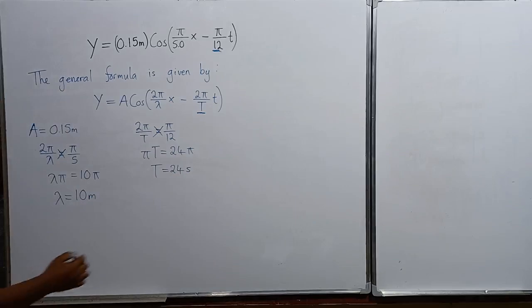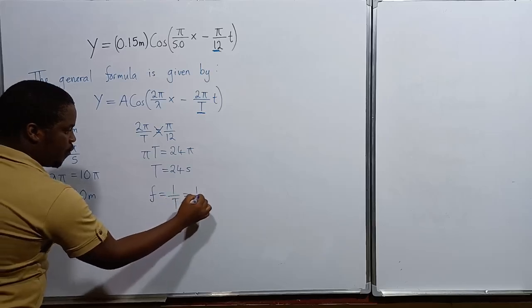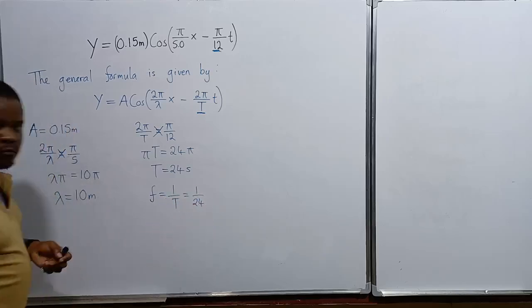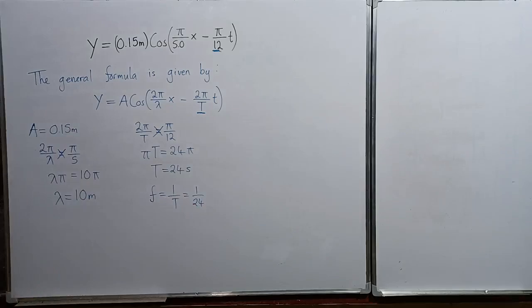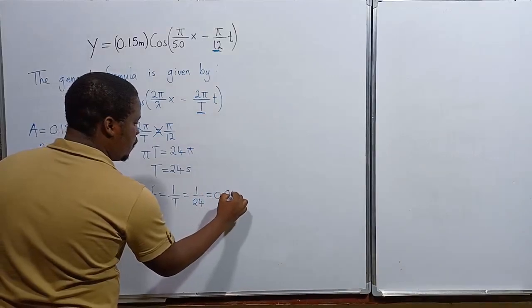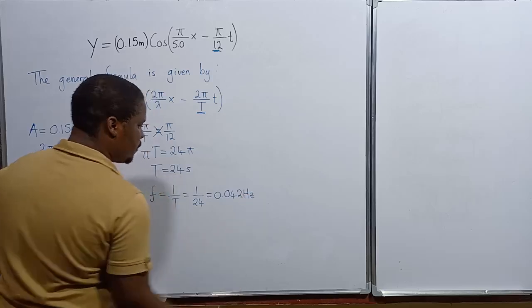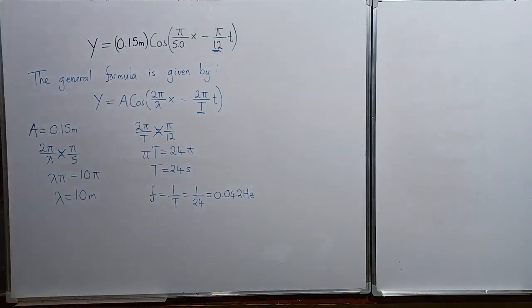So how do we find the frequency? It's obvious, we just use the formula. Frequency is equal to 1 over period. So 1 over 24, which is 0.042 per second, or hertz. Okay, then let's talk about speed.